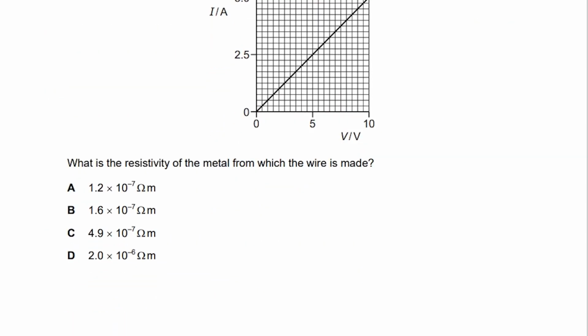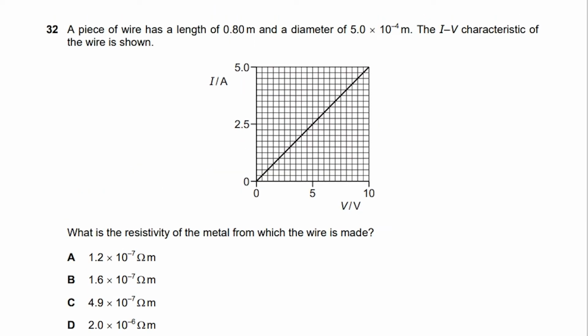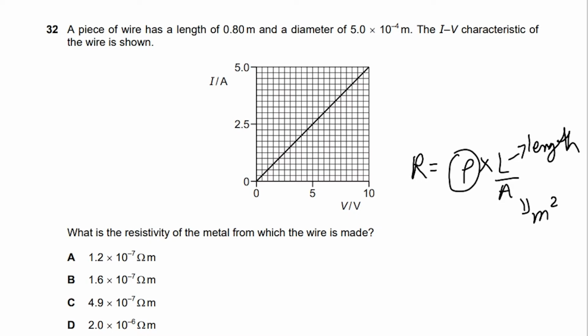Moving on to question 32. A piece of wire has a length of 0.8 meter and a diameter of 5 multiplied by 10 raised to the power minus 4 meter. The I-V characteristic of the wire is shown. What is the resistivity of the metal from which the wire is made? Now the formula for resistance is R is equal to rho multiplied by L over A. Okay, now L is the length in meter, A is the area in meter squared, and this rho is the resistivity in ohm meter.